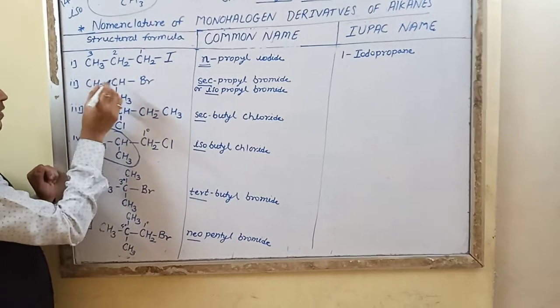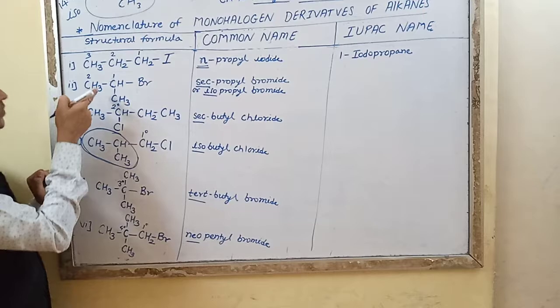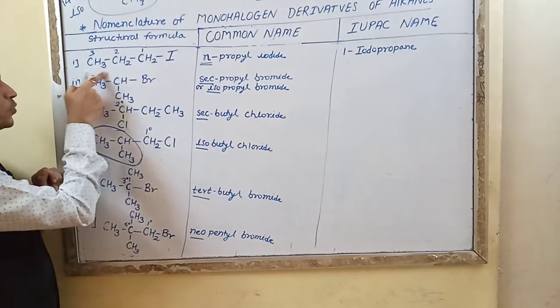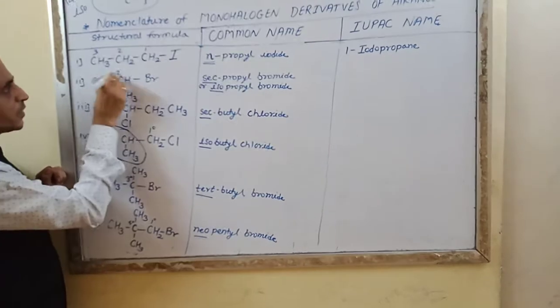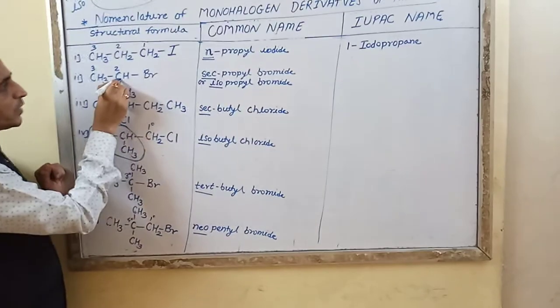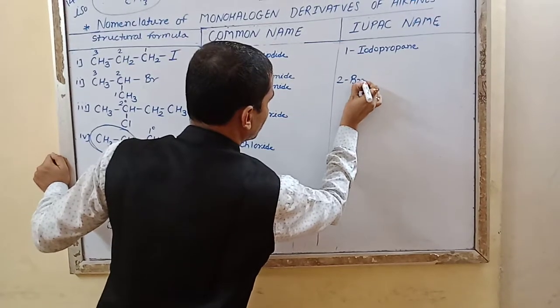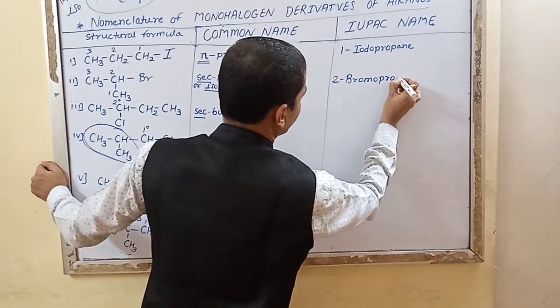Now see here. Again, if you count this as the first carbon atom and this as the second, that time this is not the longest chain. Longest chain means it contains more carbon atoms. So we give 1 to this carbon atom, then second and third. Here to the second carbon atom Br is attached. So its name is 2-bromopropane.